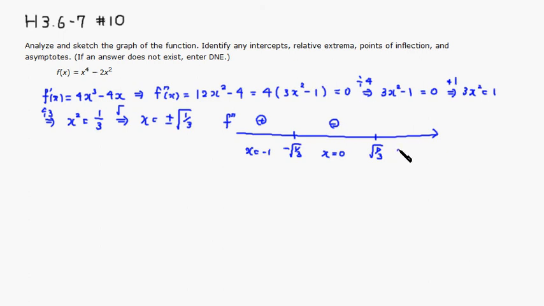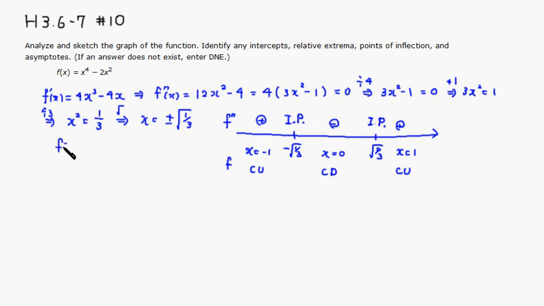Then any number bigger than square root of 1/3, I'll probably try 1. Again, it's 3 minus 1, so that's positive. Right, so there's a concavity change because you have concave up here, concave down here, and concave up here. So there's an inflection point here and also an inflection point right here. Right? So we just need to find the corresponding y value.